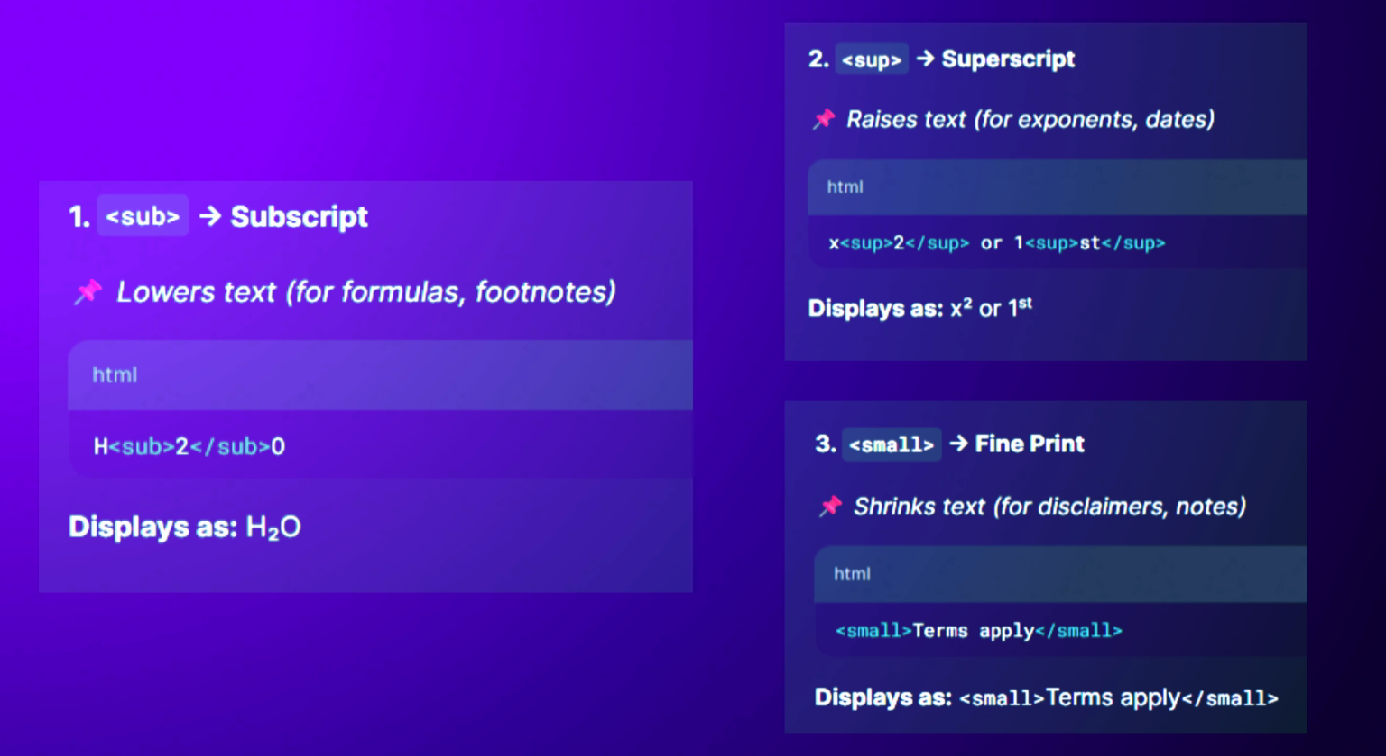tags. Subscripts, using the sub tag, lower text below the baseline, perfect for chemical formulas like H2O. Superscripts, with the sup tag, raise text above, ideal for exponents like X superscript 2. The small tag shrinks text size, often for fine print or side notes. These tags ensure content stands out clearly, enhancing readability. For example, subscripts for science, superscripts for math, and tiny text for notes.